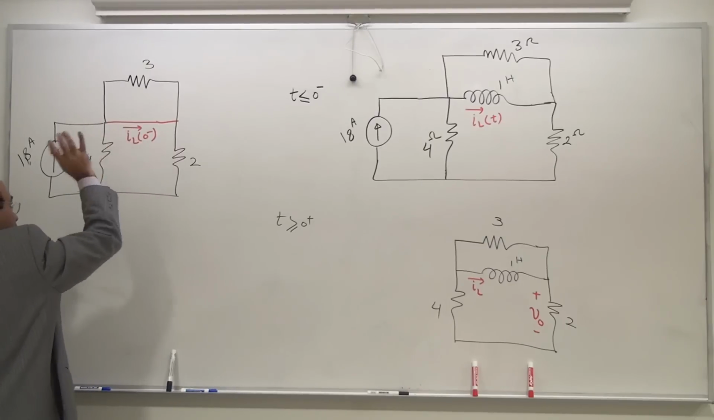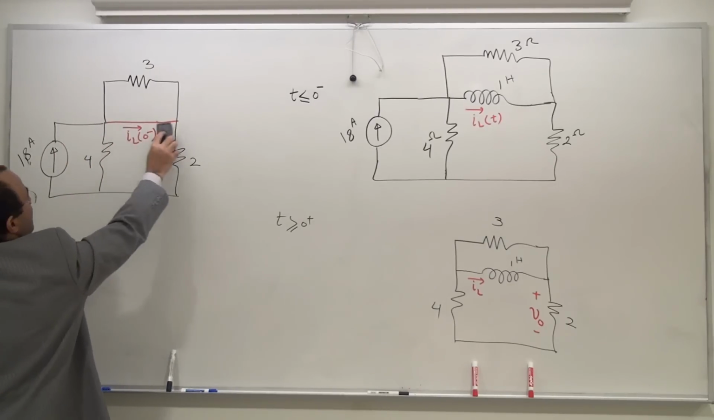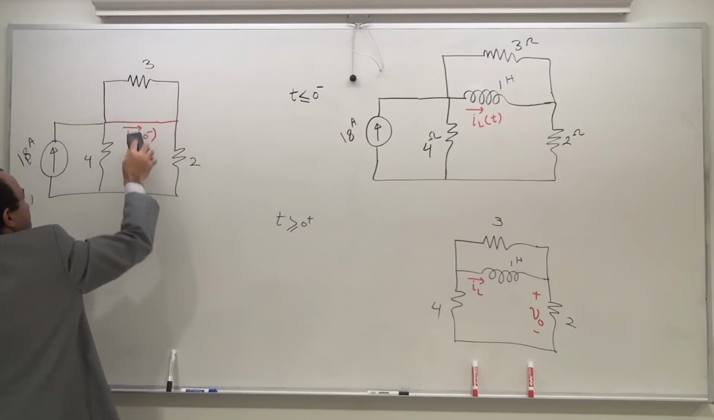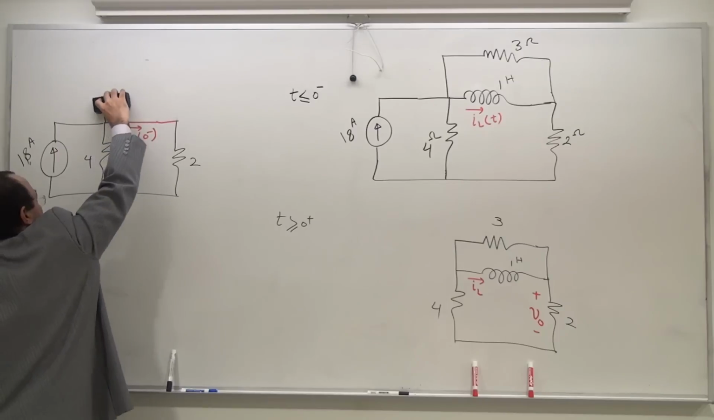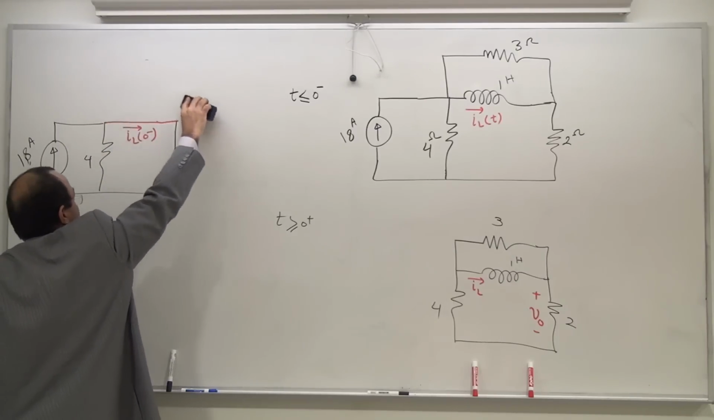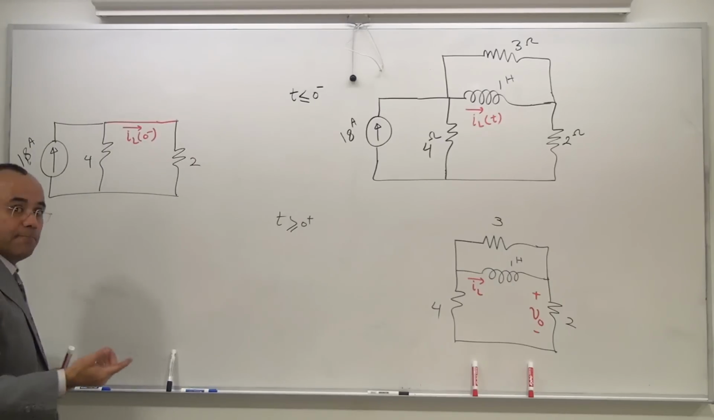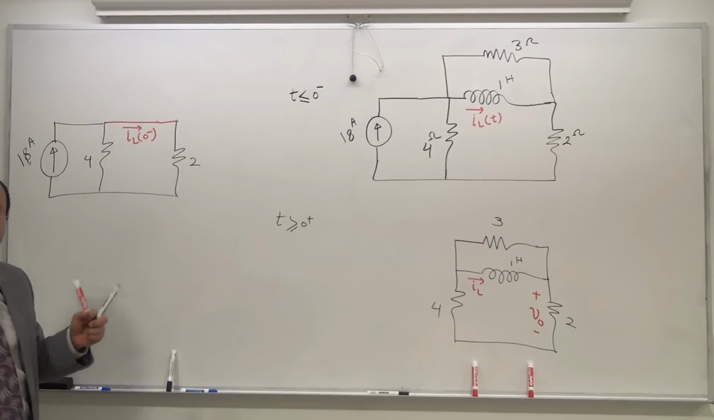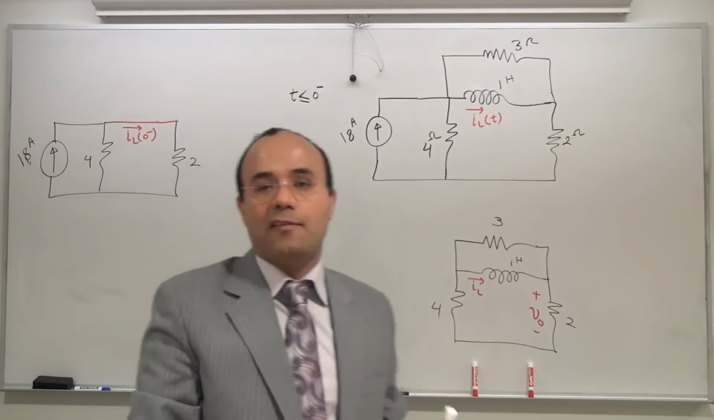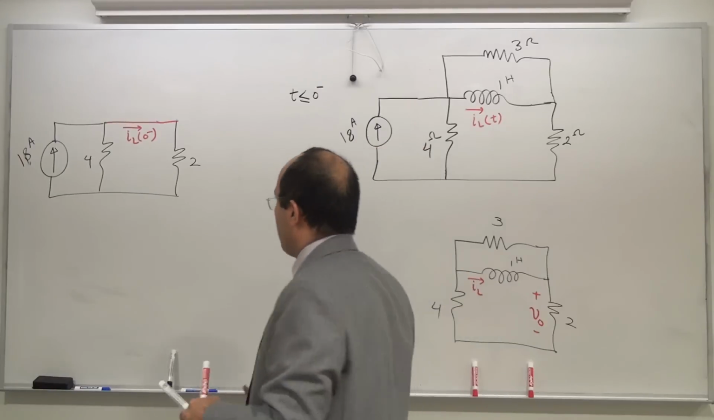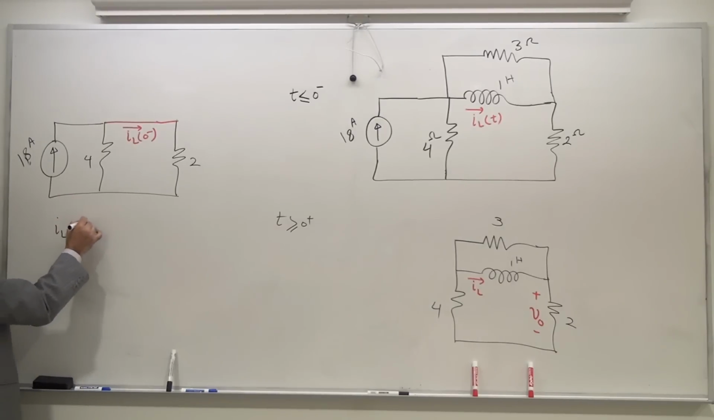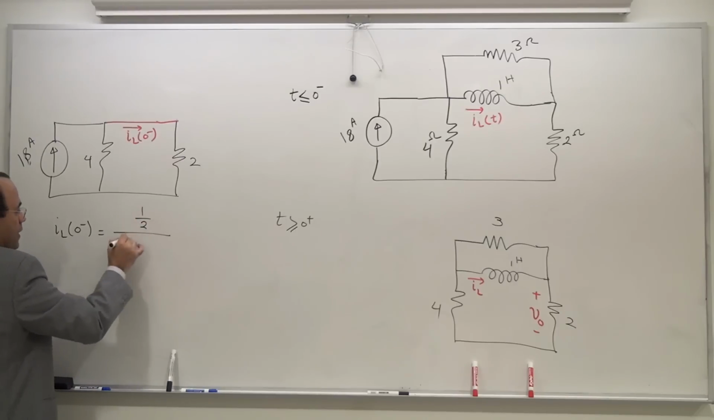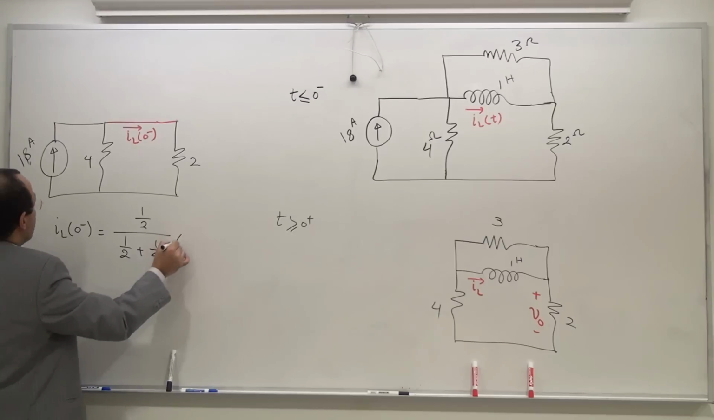From now on, everything is chapter 4 and chapter 3. So this is 0 ohm in parallel with 3 ohm. I can identify first of all that they are in parallel. Because they are in parallel, this 3 ohm really doesn't matter because the voltage across it is 0. Therefore the current through it is 0, and therefore it seems as if it is open anyway. So that's my system. You need to get enough exercise to be able to go from one step to the next. This is simple. This is a current division structure in my mind. IL of 0 minus is equal to 1 over 2 divided by 1 over 2 plus 1 over 4 times 18.